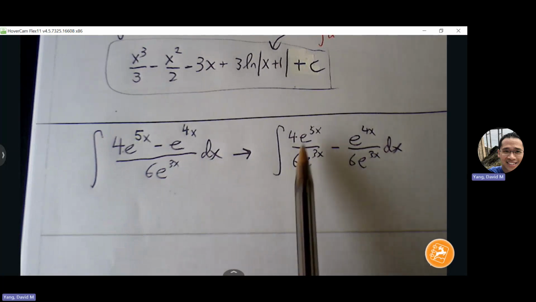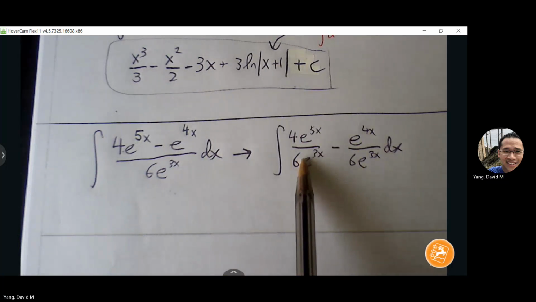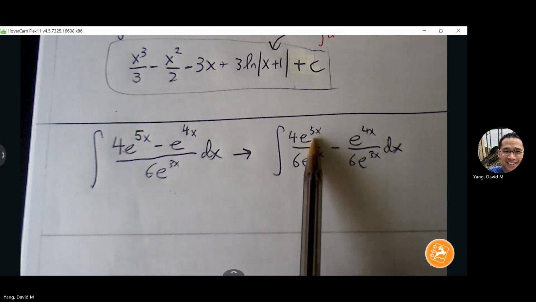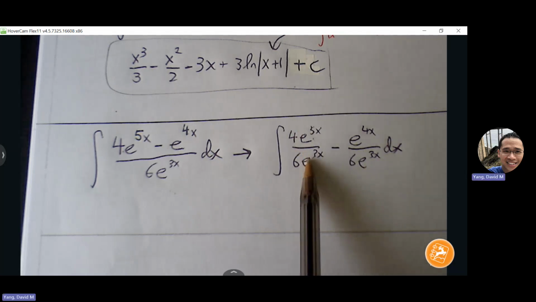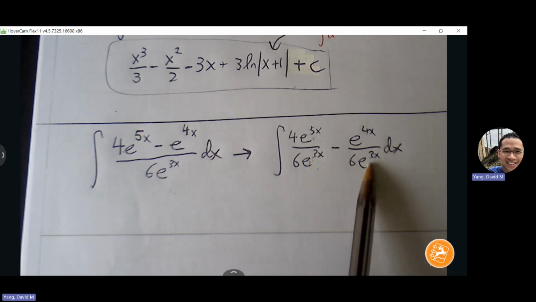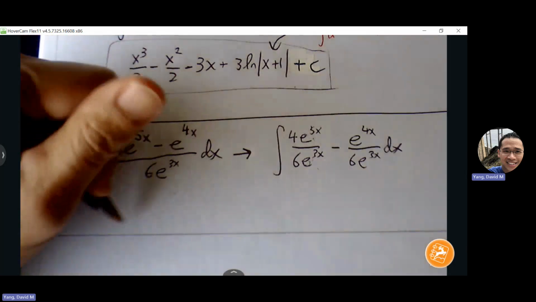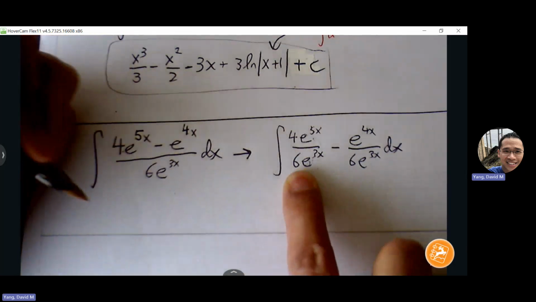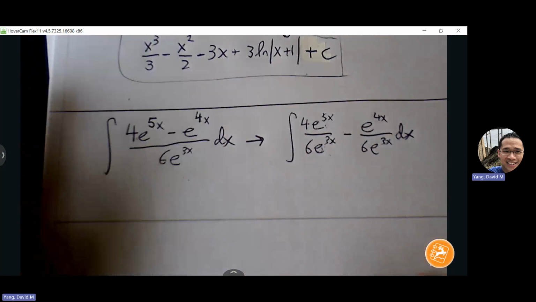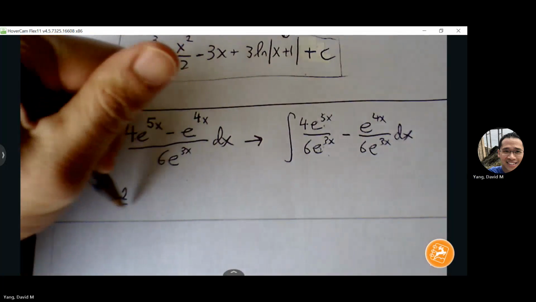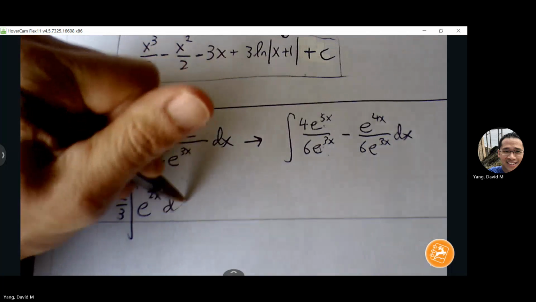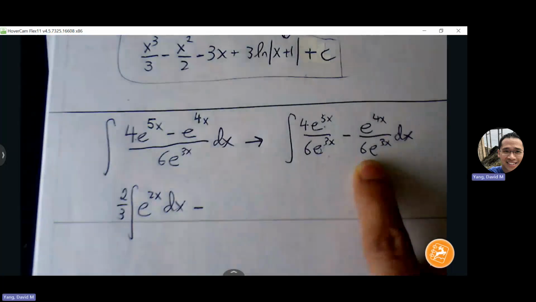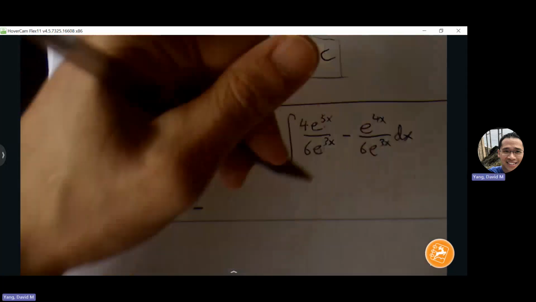Can we merge the e's together, or bring this up to the top? What would that become then? Good, so subtract exponents, right? So this e to the 2x, this is going to be what? Just e to the x. So what if we do some cleanup here? The 4, 6 can be pulled out in front as 2/3. This can be pulled out as 1/6.